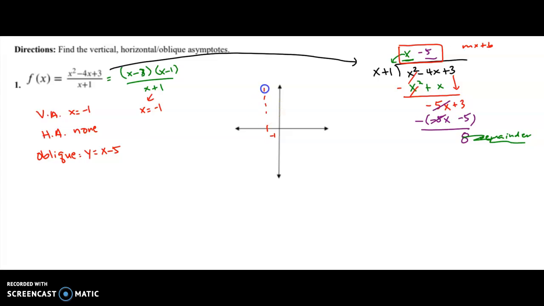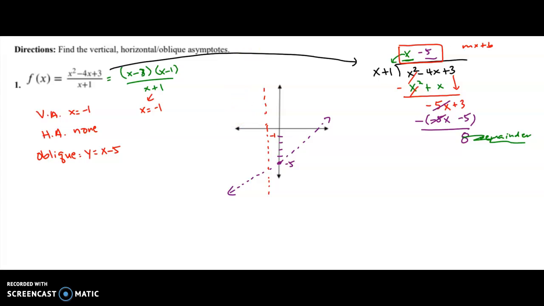At -1, and at y equals x minus 5, so maybe somewhere around here. 1, 2, 3, 4, 5, -5. I know my slope is 1 and it's increasing, so I'm going to draw this a little bit better here. So I know that it's something like this.